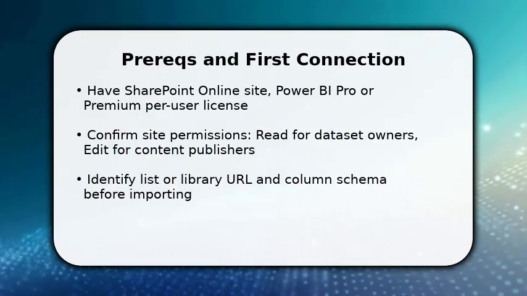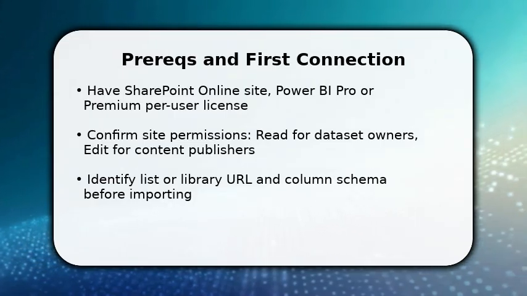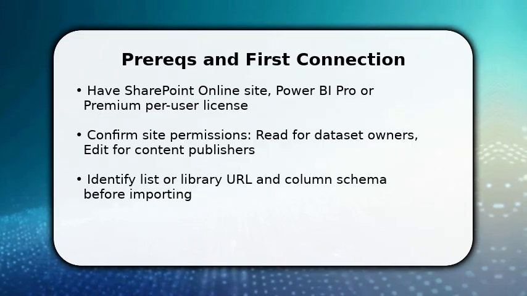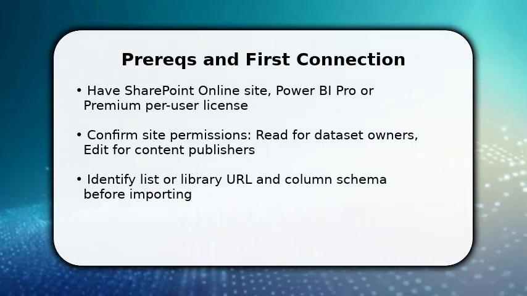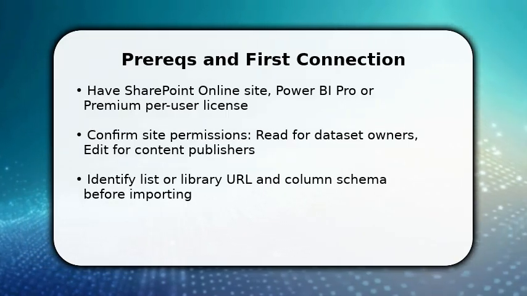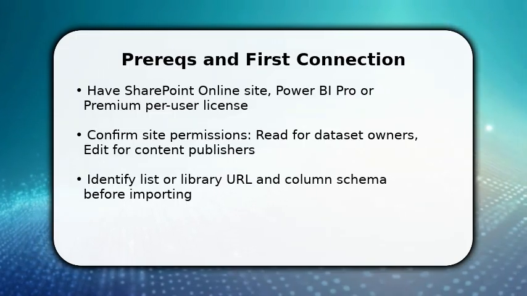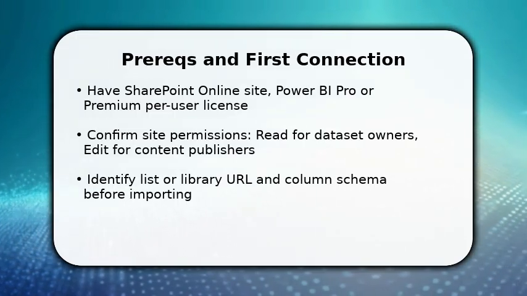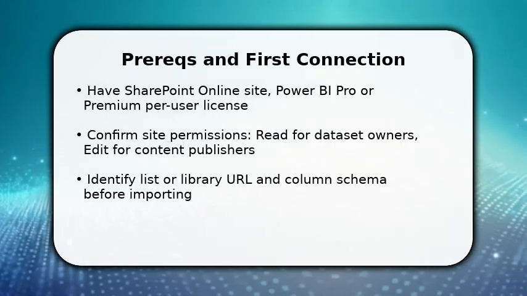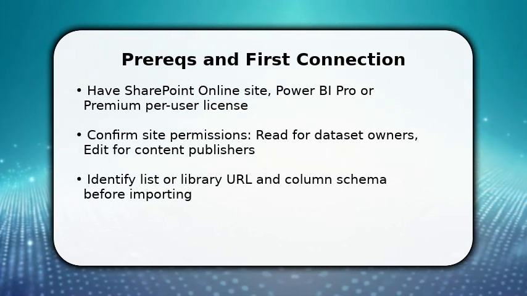You start by verifying the essentials: your SharePoint Online site, a Power BI Pro or Premium per user license, and the right permissions. Once done, open Power BI Desktop and choose Get Data, SharePoint Online List. Point to the list URL, not the site route. This ensures Power BI reads the table structure. Make sure to preview columns and data types so you won't need heavy reshaping later. This step saves time and prevents schema mismatches when publishing to the service.